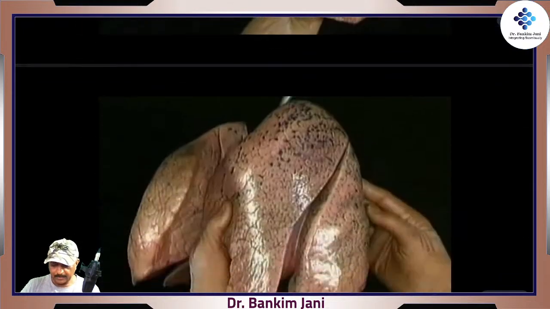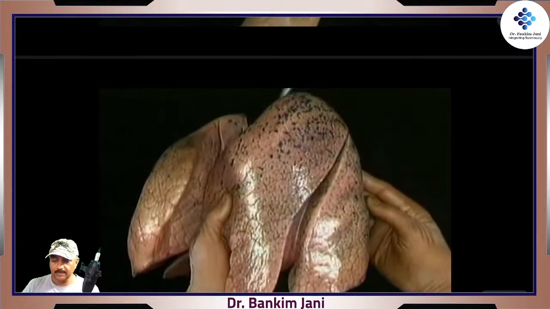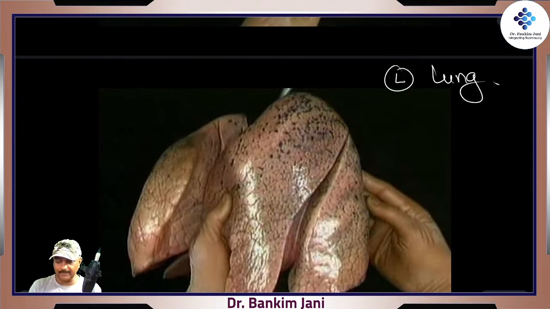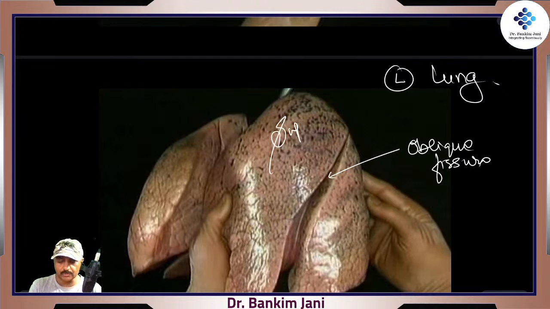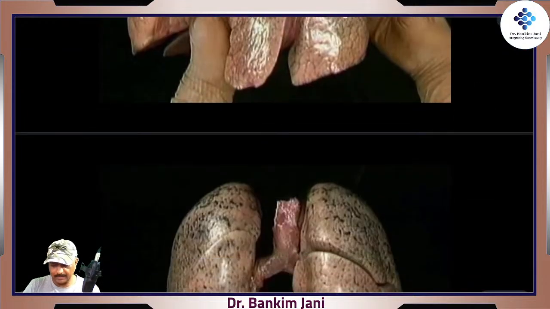This is the left lung. In the left lung there is one oblique fissure, seen very crisply, dividing it into the superior lobe and the inferior lobe. Regarding the lingula, we'll see that.